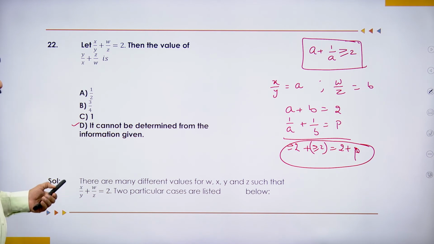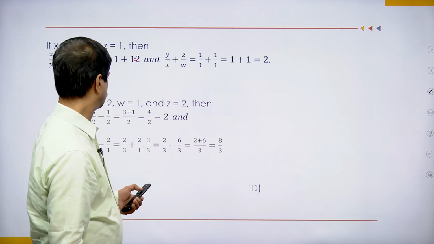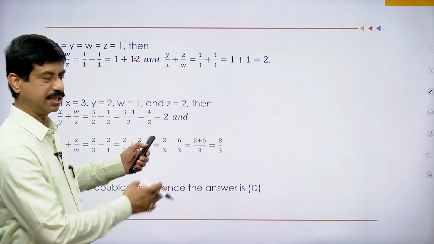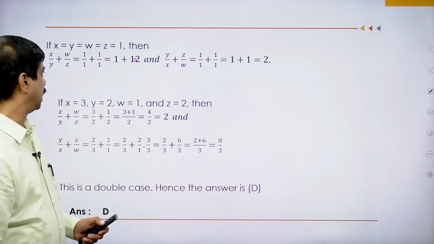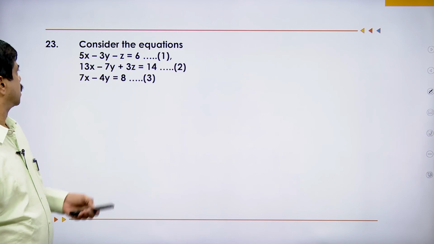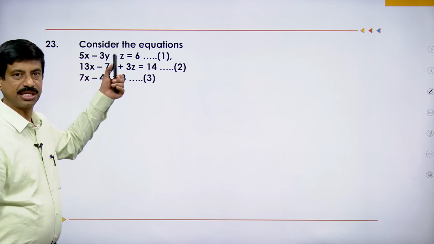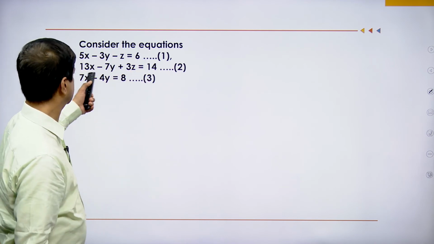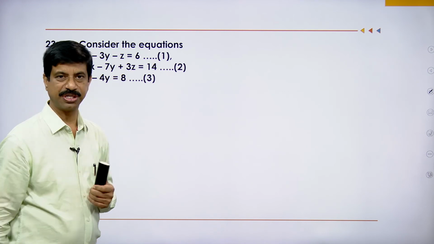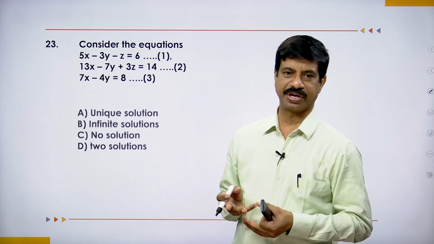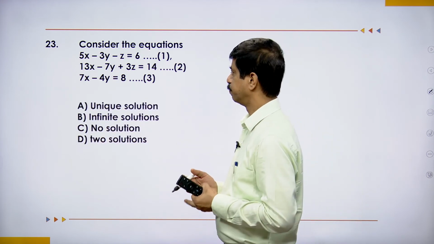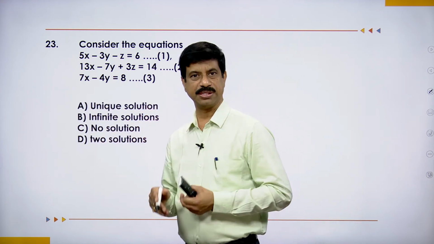Right, students, let us go to the next question. This is all not certain, but anyway, we have concluded because of these uncertainties only. Okay, let us see. Consider the equations 5x minus 3y minus z equal to 6, this and this. We have three equations, three unknowns, so we can easily solve them and get the values of x, y, z. So unique solution means it's simple.